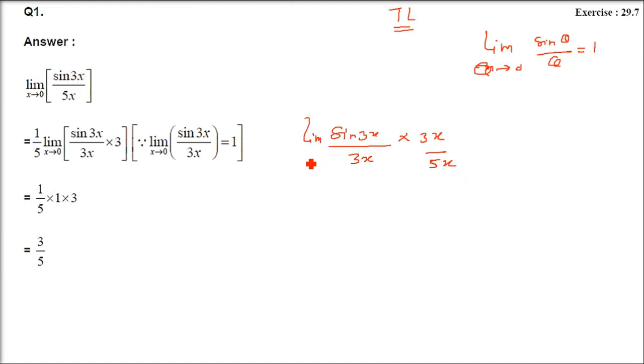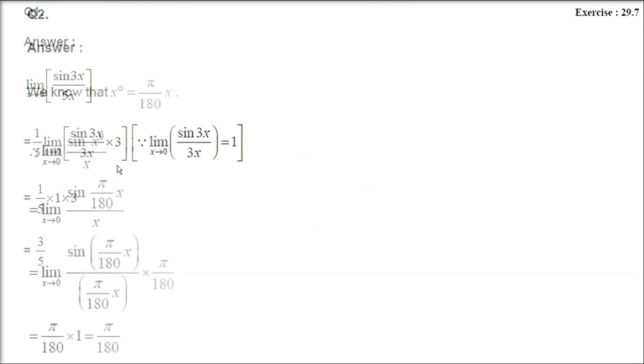So this limit sine 3x by 3x, now you can apply the limits separately also. So this x gets cancelled, so it is a constant, so limit doesn't work here, it will remain as a constant, so it will be 3 by 5. And about limit sine 3x by 3x, this is sine theta by theta equals 1, so this is going to be 1, so 3 by 5 into 1.